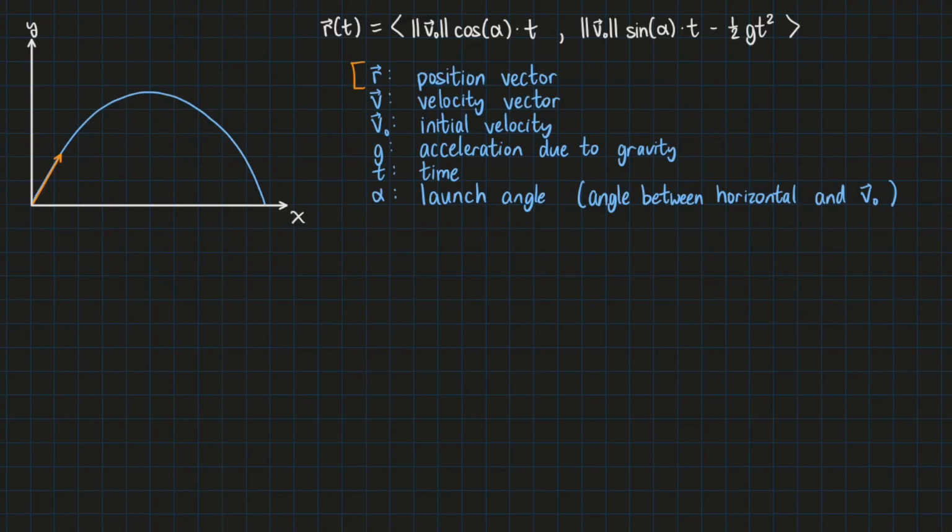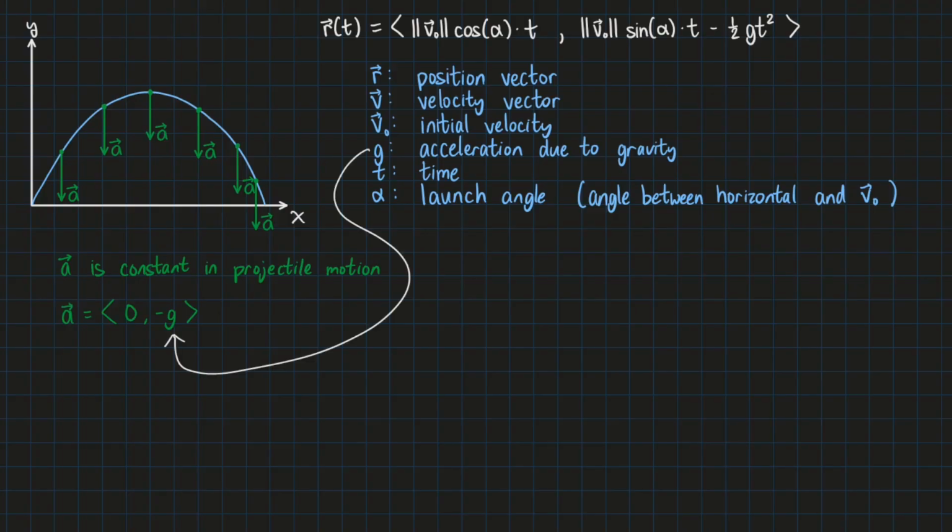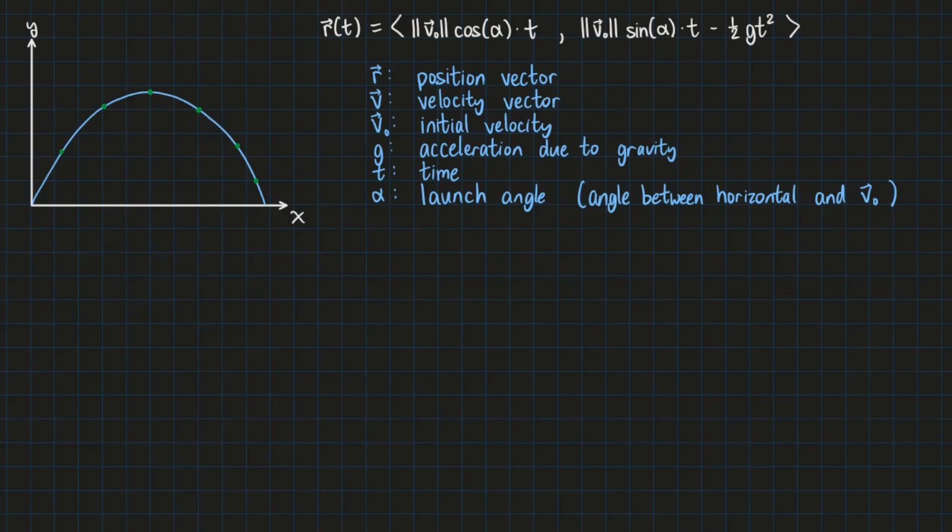Here's r of t changing for increasing t or time values. Here's the acceleration vector when the projectile is at different points during the motion. Notice how they all point down with the same magnitude. These acceleration vectors should be identical, since they are constant. During the particle's motion in the air, acceleration vector a equals 0, negative g. The velocity vectors are tangent to the curve and point in the instantaneous direction of motion.